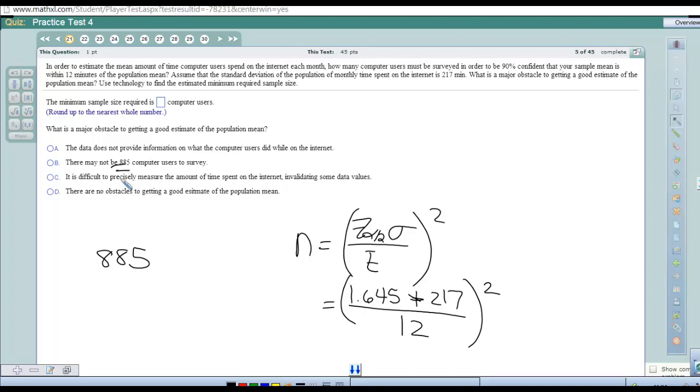So then it says, what is a major obstacle to getting a good estimate of the population mean? We didn't even really read the problem. In order to estimate the mean amount of time computer users spend on the internet each month, how many users must be surveyed in order to be 90% confident? Okay, what do you think the answer would be? I would say C. Okay, that's really something way back from the beginning of the semester in planning the study. But it would be difficult to precisely measure the amount of time spent on the internet.